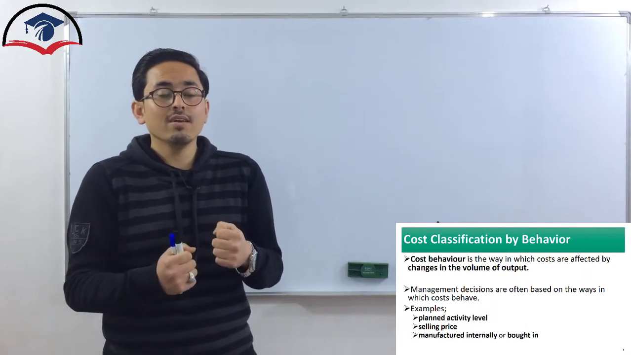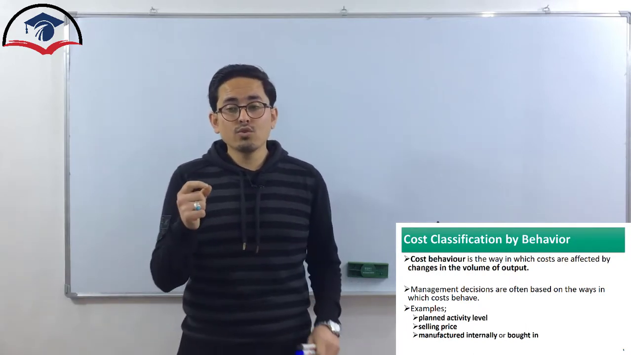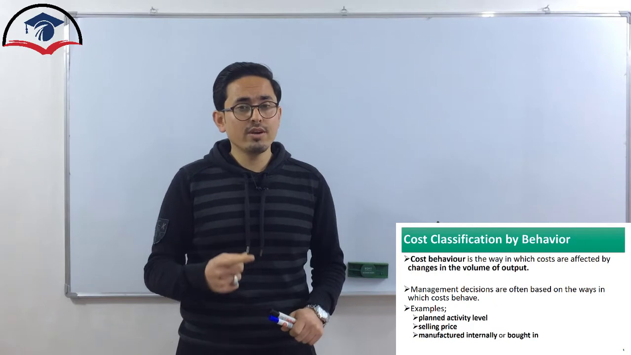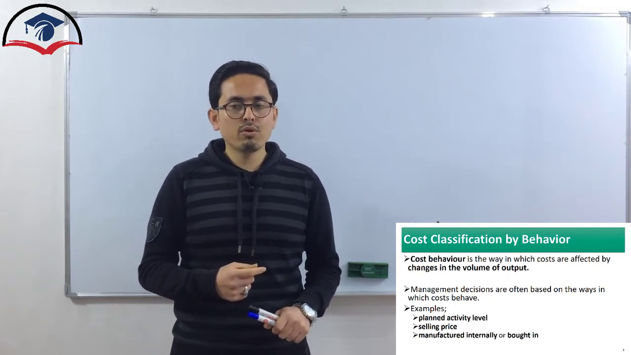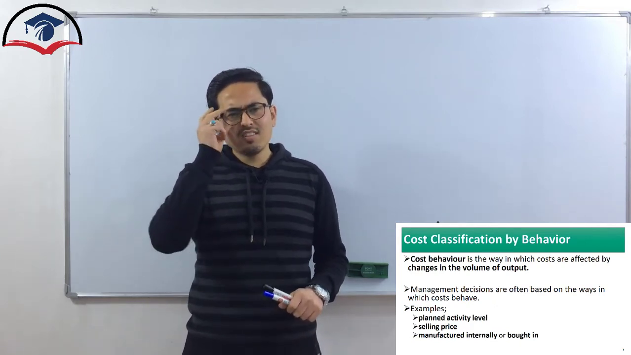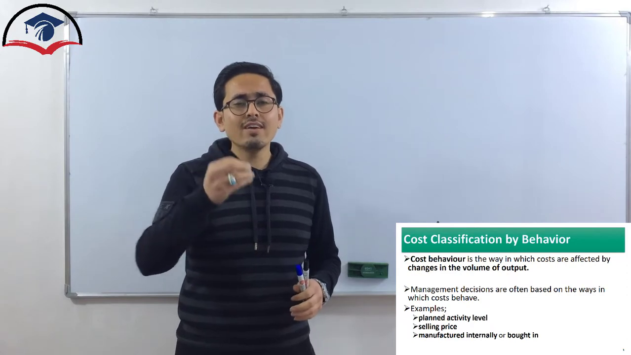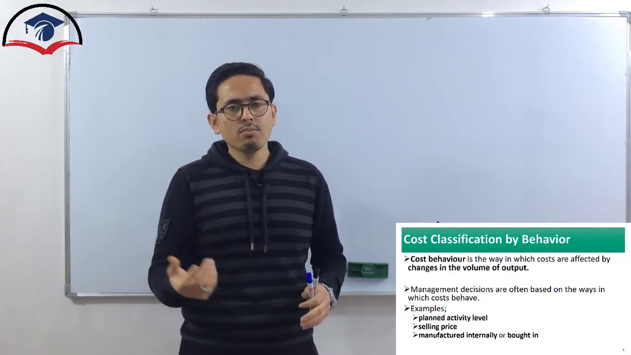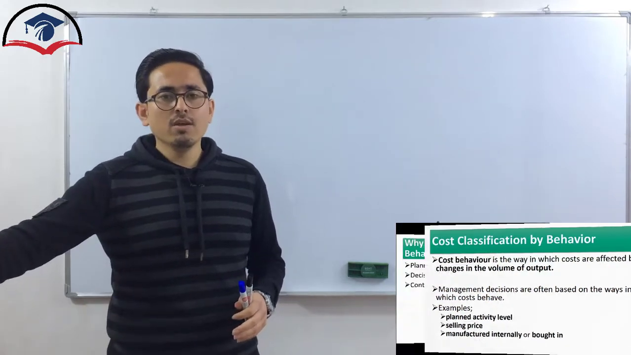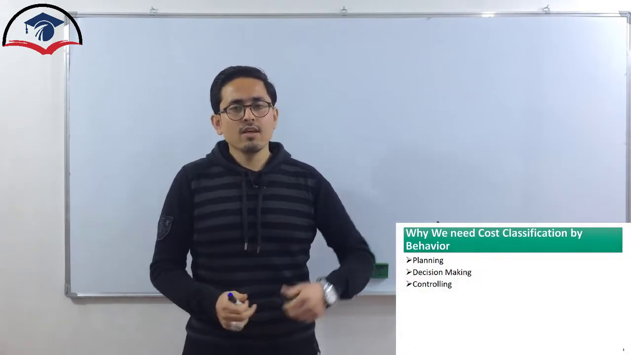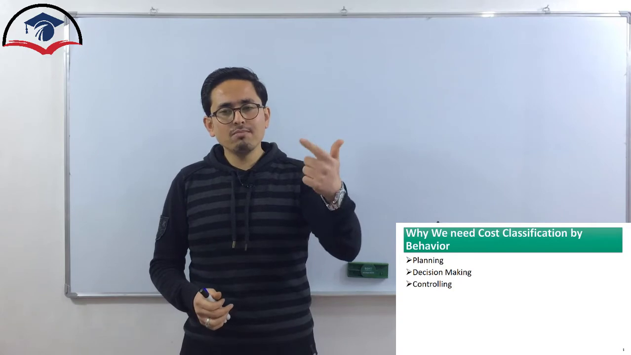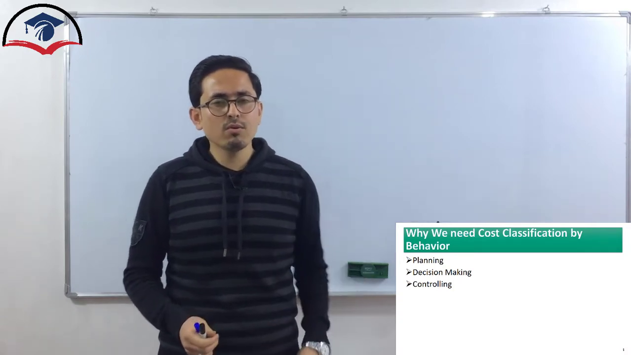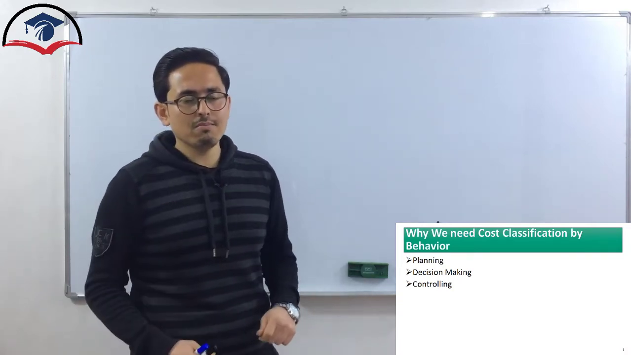Based on that, they will even think about whether they should outsource that product or produce it internally. This is a decision which is relevant to cost behavior, and that's why we need to provide the information to them. So we can categorize that. For planning, decision making, and controlling purposes, we need to provide that information to the managers.